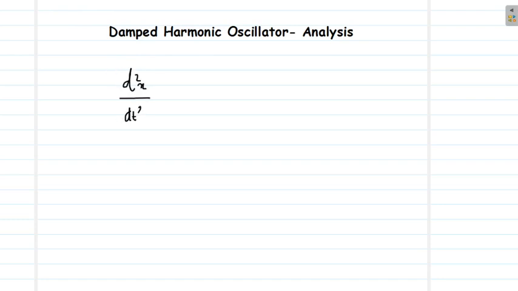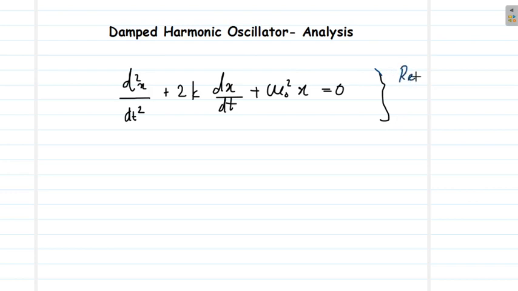d square x by dt square plus 2k into dx by dt plus omega 0 square x is equal to 0. So this is the general differential equation corresponding to the motion of a damped harmonic oscillator. We got this equation by adding up the forces acting on the system, which is the restoring force and the damping force. So just a modification on these two equations will give you the differential equation corresponding to the motion of a damped harmonic oscillator.